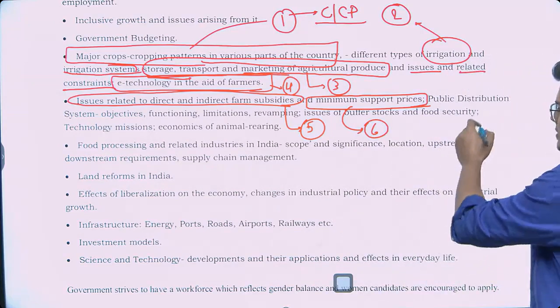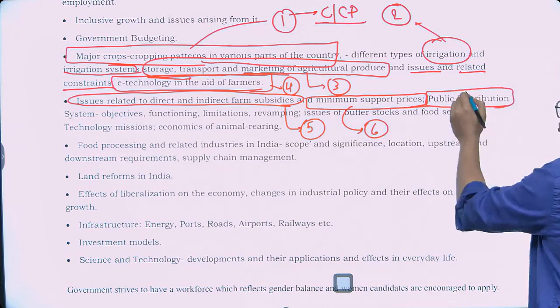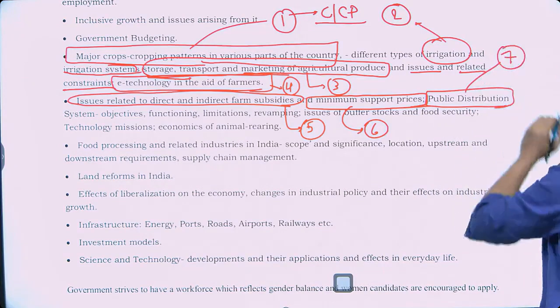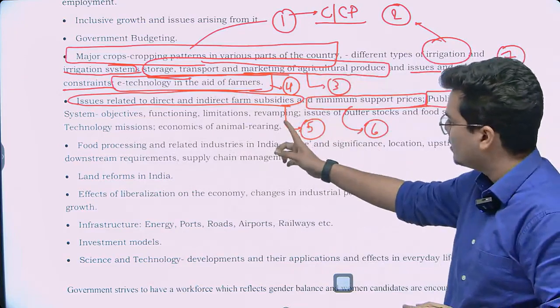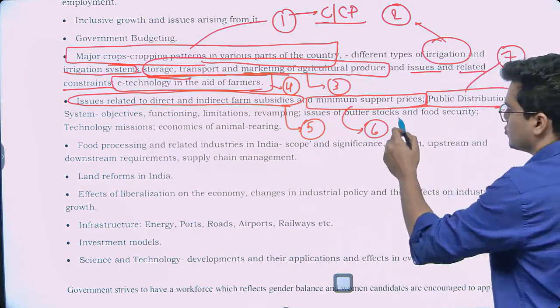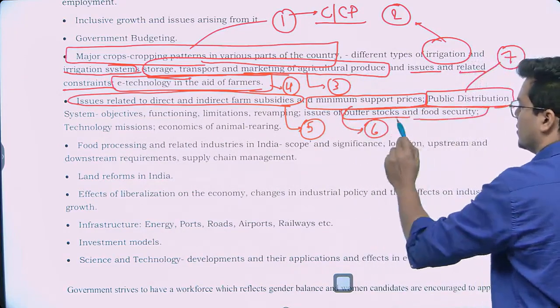Then next system is the PDS. So PDS is the 7th topic. PDS, its objectives, functioning, limitations, revamping. Linked to PDS is the issue of buffer stocks and food security. This is issue 8.